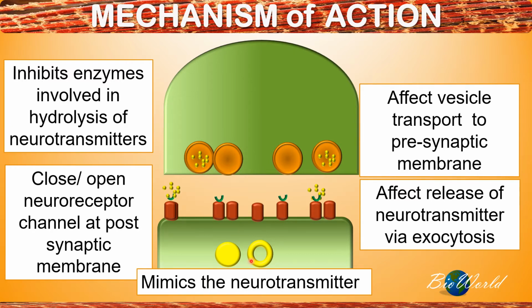So these are the 5 methods in general of how drugs can affect impulse transmission at the synapse. Let's move on to see how drugs affect impulse transmission at the axon.